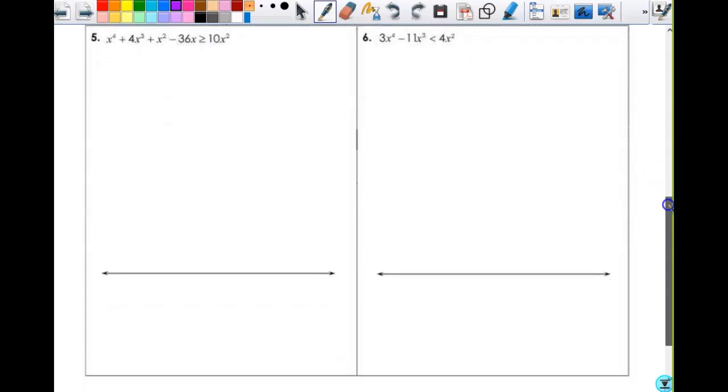Okay, so let's look at number 5. So the first thing I have to do is set it equal to 0, but I'm not really setting it equal to 0 because it's an inequality, but put 0. Move this over, basically, and factor. So I'm going to get x to the 4th plus 4x cubed minus 9x squared minus 36x is greater than or equal to 0. Okay? So you go ahead and factor that and find your zeros without me talking you through it.